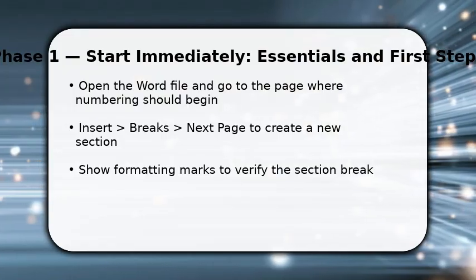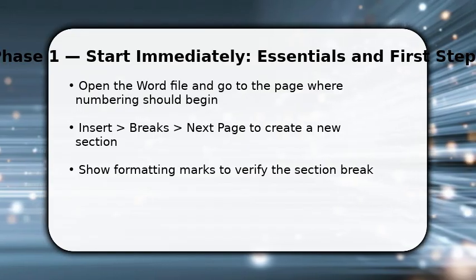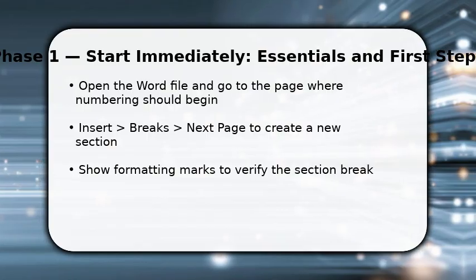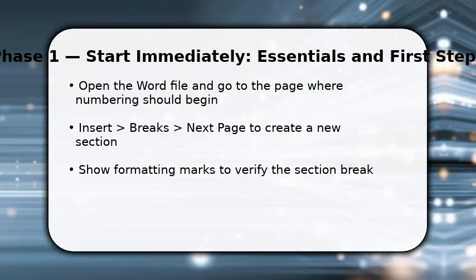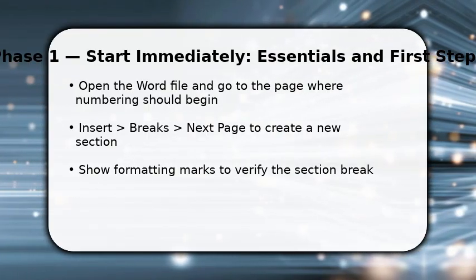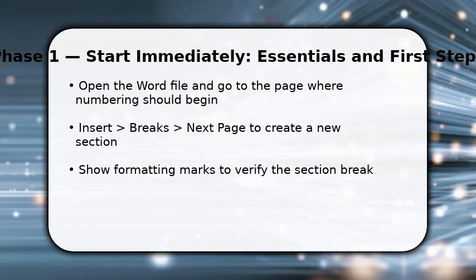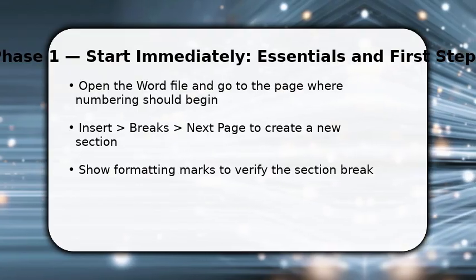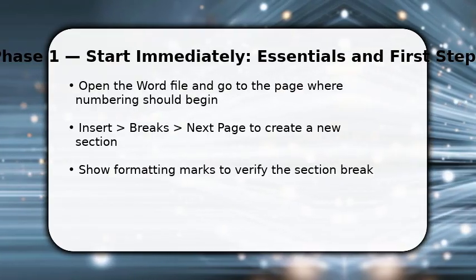You start by identifying the exact page where numbering must begin. This prevents changing the whole document. Once identified, place your cursor at the end of the previous page and insert a next page section break. Insert breaks next page, so headers and footers can differ. Make sure to enable show/hide formatting marks to confirm the break exists.